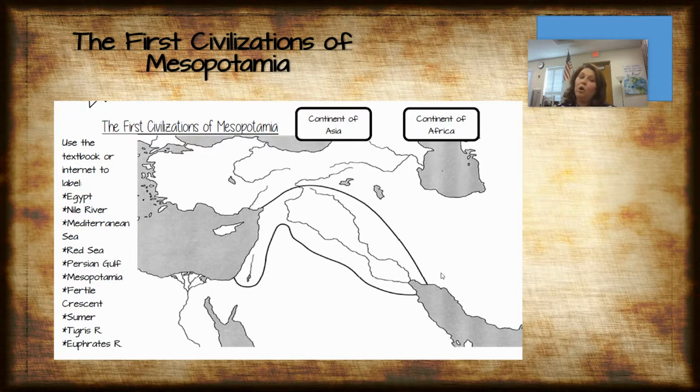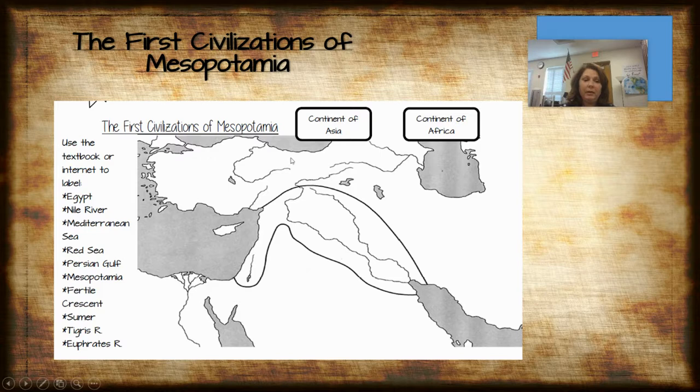Okay, so now you're at home and you've got that colored, and that looks really good. And now you're going to use your textbook or the internet to label these locations on the map. So use your green textbook that you have at home. Look in there under chapter 4, and you're going to find Mesopotamia and use the map there.